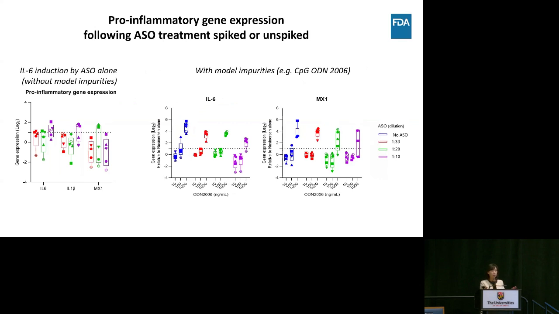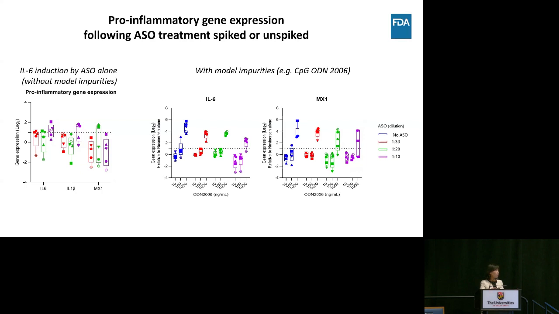I mentioned that this ASO has a PS backbone, but it looks like it's not immunogenic. We checked several pro-inflammatory genes, IL-6, IL-1 beta, and MX1, and it looks like there's no induction of those genes by ASO alone, even at the highest concentration.